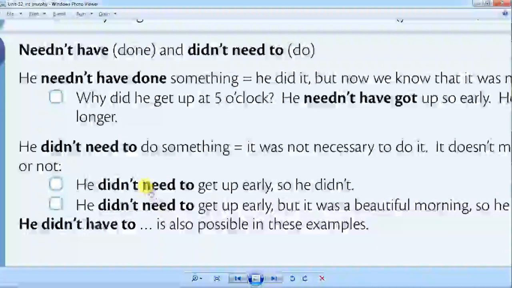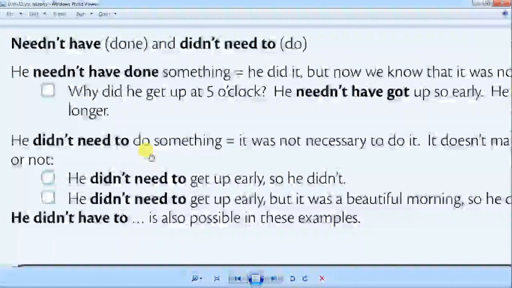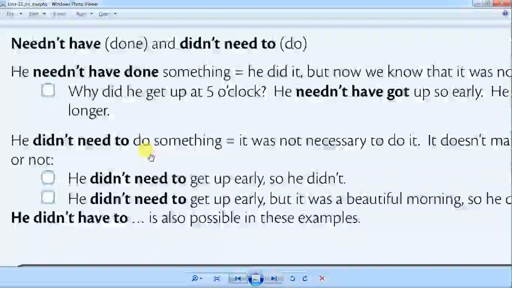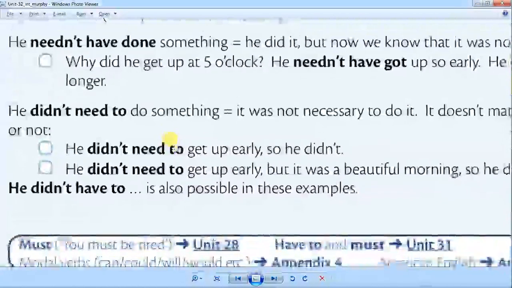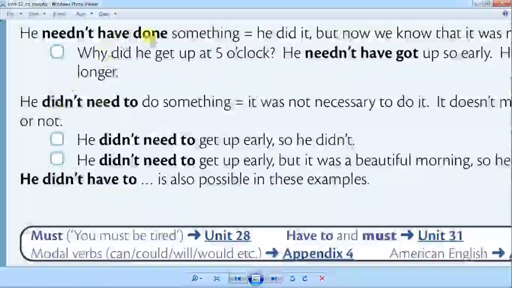So for example, you tell me, look, sir, he didn't have to wash it, it wasn't necessary, but he did it anyway to please us. Do the homework. That's right. Good. Sir, it's not so difficult. Do you understand the difference? Sir, he didn't have done something and he didn't need to do something.